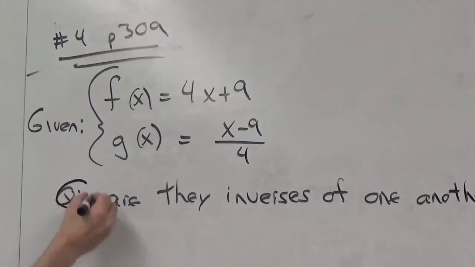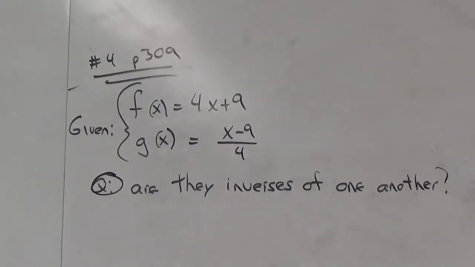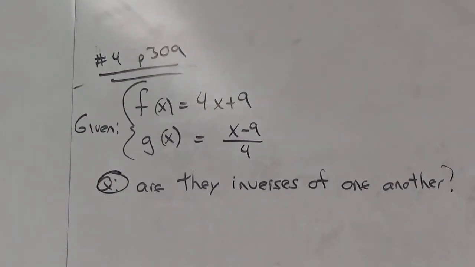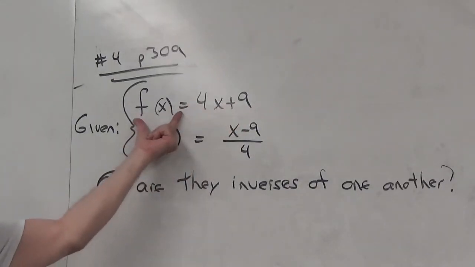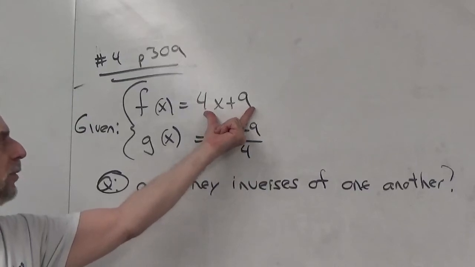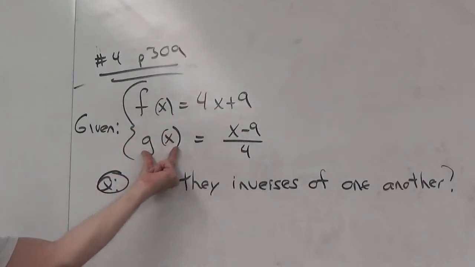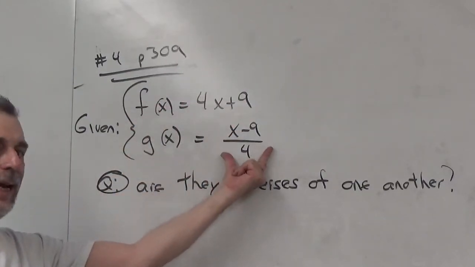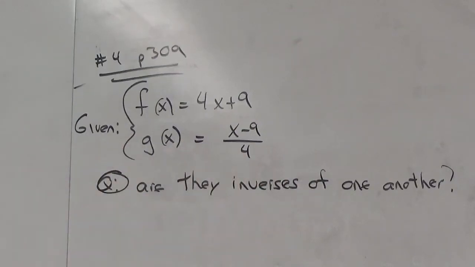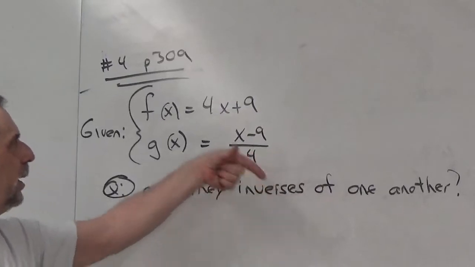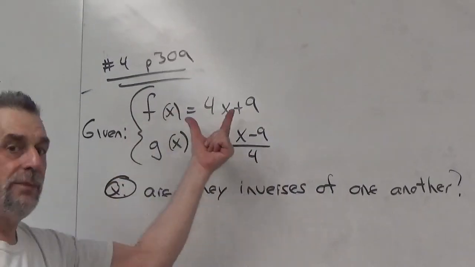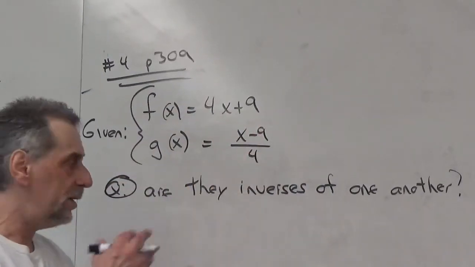All right, so to answer that, we're going to compose in both directions. This is the output from the f function. If I take that output from the f function and put it into the g function, I should get back x. Right? That's what we were saying over here. And if I put this output into this function, I should get back x, right? Because it goes both ways. So let's see.